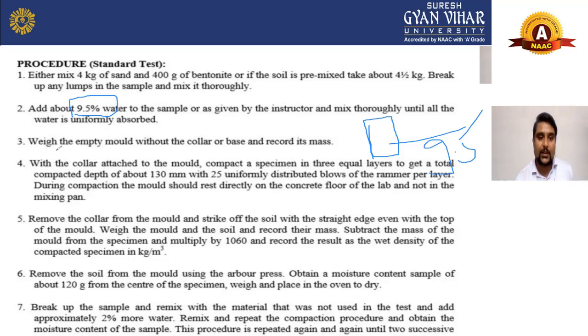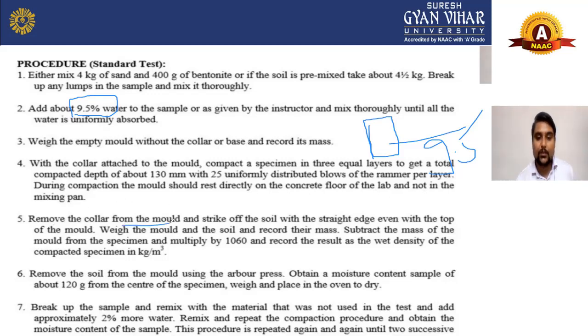The third step will be to weigh the empty mold without the collar or base and record the mass. In the fourth step, with the collar attached to the mold, compact the specimen in 3 equal layers to get a total compacted depth of about 130 mm, with 25 uniformly distributed blows of the hammer per layer. During the compaction, the mold should rest directly on the concrete floor of the lab, not in the mixing pan.